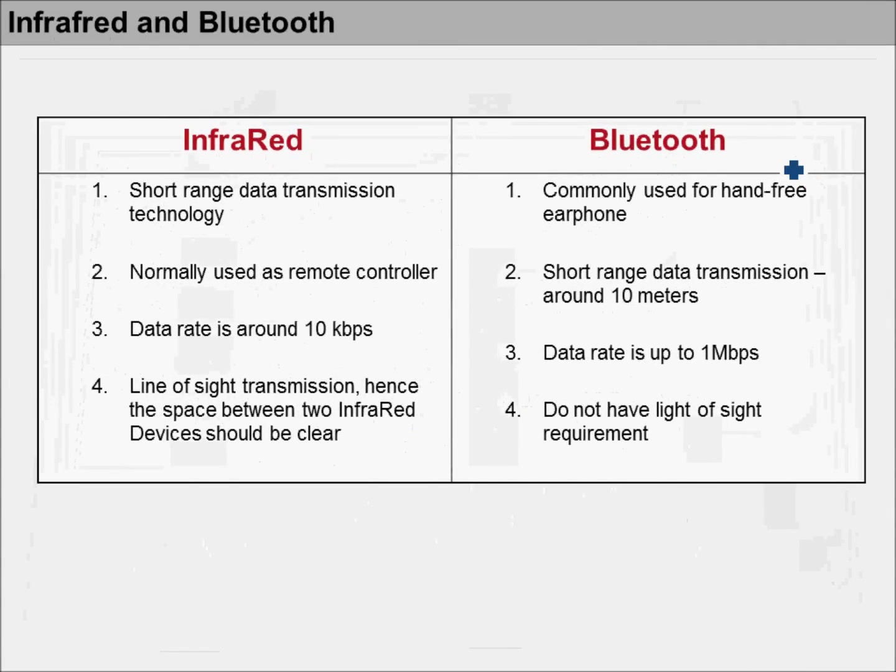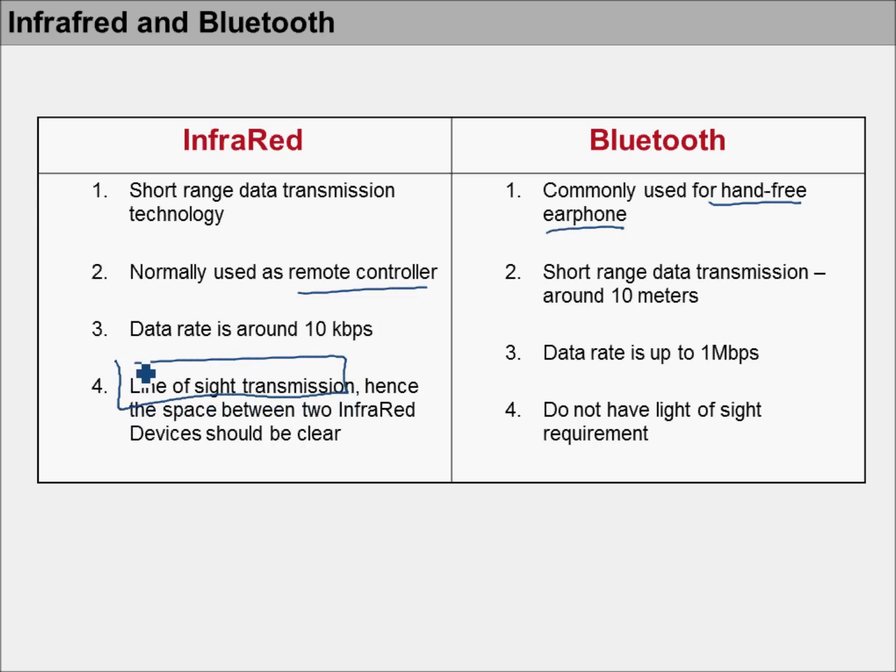Now, you might have seen Bluetooth applications in the mobile phone. Let us understand what those are, and what is the difference between Bluetooth and infrared. Bluetooth is basically used for hands-free earphones and listening to music and all those things, but mostly it is used for hands-free earphones. It is used for remote control and things. The one difference I wanted to mention is that infrared needs a line of sight transmission. Bluetooth does not have a line of sight requirement.